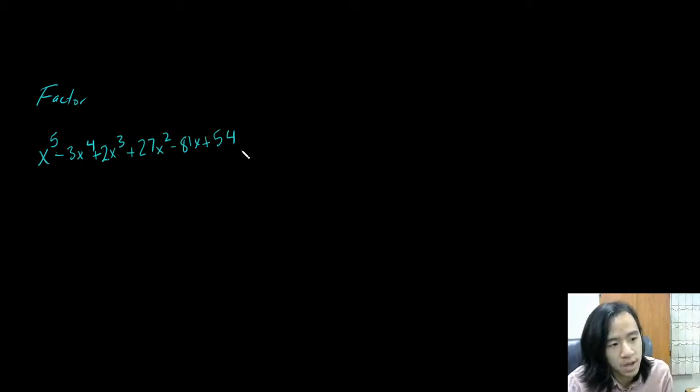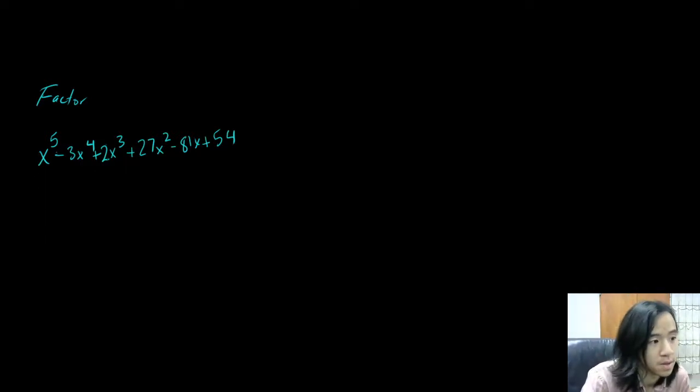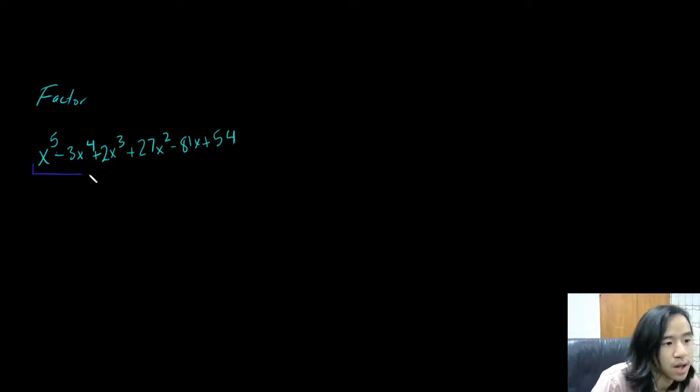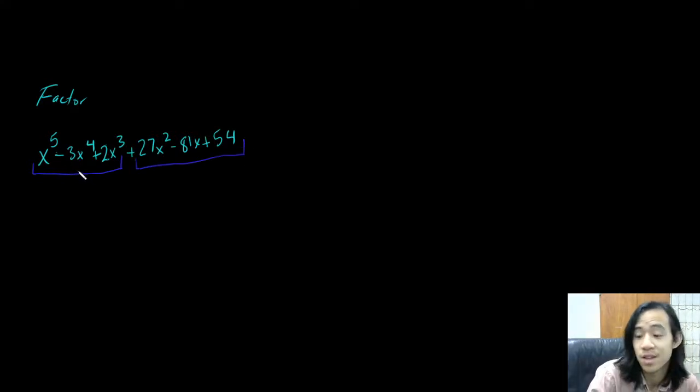So if you take a look, you can see pretty quickly that grouping them in groups of 2 won't work, but grouping them in groups of 3 will work. So let's go ahead and try that. I'm going to try groups of 3. And now I'm just going to GCF the first 3. So I can actually take out an x cubed here, and I'm going to be left with x squared minus 3x plus 2.